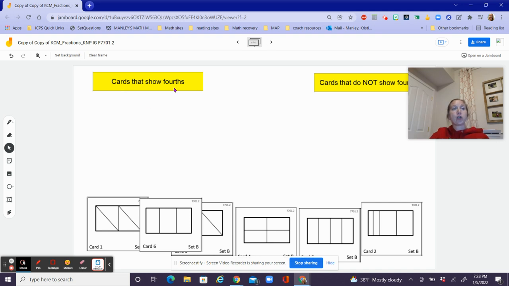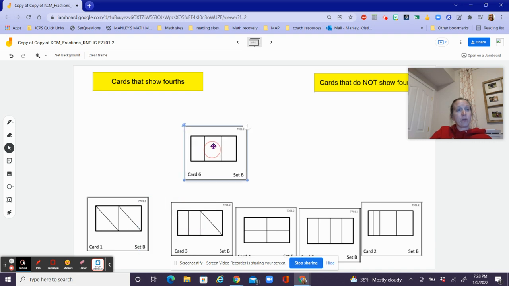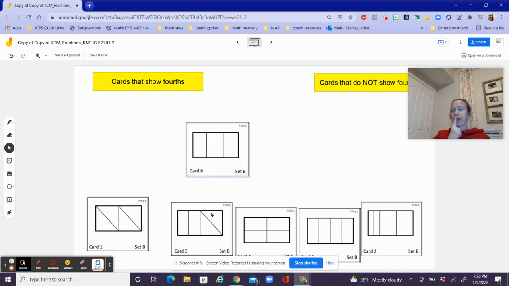So this one says cards that show fourths, cards that do not show fourths. Same thing. So I'm going to pull this one up. Fourths. How many pieces? If I listen to that word closely, fourths. Can you figure out how many pieces there should be if I'm talking about fourths? Do you see a small word inside there? I'm hoping that you see the number 4. That's a hint. So if I'm talking about fourths, there needs to be 4 parts. Do I have 4 parts? 1, 2, 3. So I automatically know that doesn't have 4 parts. That is definitely not fourths.